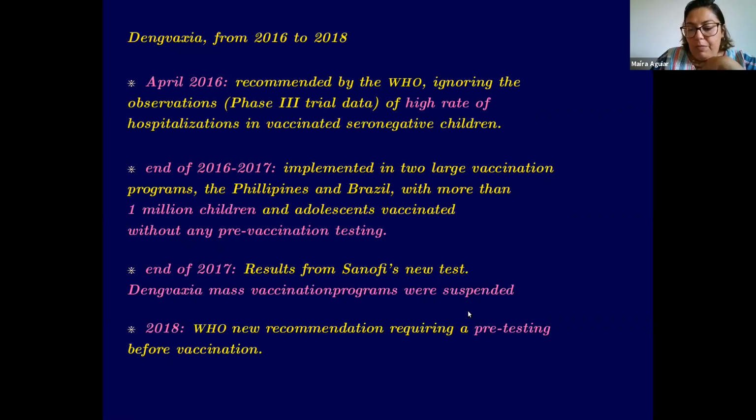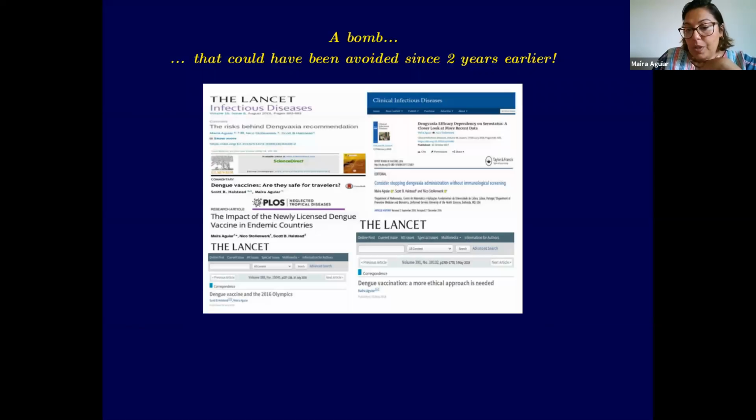So they just suspended the vaccination program. And finally, after 2 years, the WHO released a new recommendation requiring pre-testing of this vaccine. So although this vaccine is now licensed, it can only be used for those who show a positive dengue infection prior to vaccination. And that's all to say that that was a bump that could have been avoided, since 2 years ago when we started talking to them, that there was a risk and you should look at the immune status and so on and so forth.